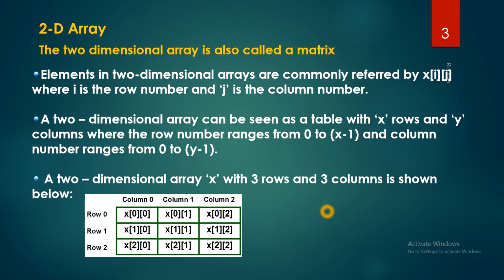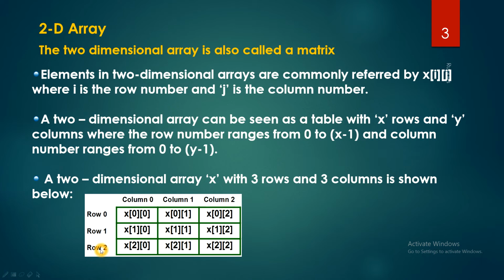So what is a two-dimensional array? Actually, a two-dimensional array is called a matrix. Elements in a two-dimensional array are commonly referred to as Xij, where i is the row number and j is the column number. A two-dimensional array can be seen as a table of x rows and y columns.